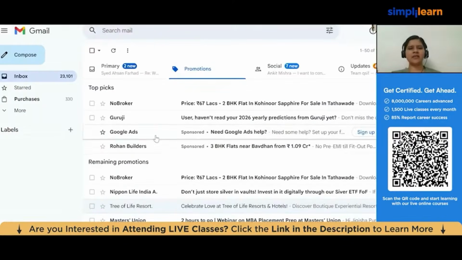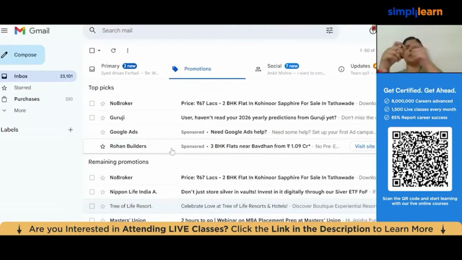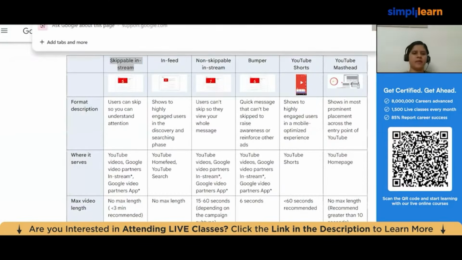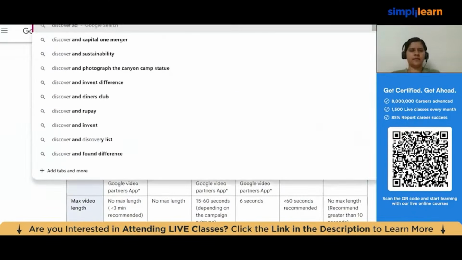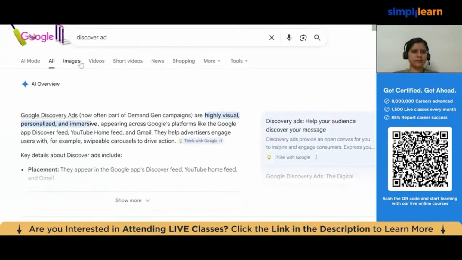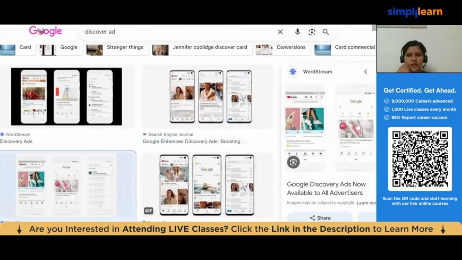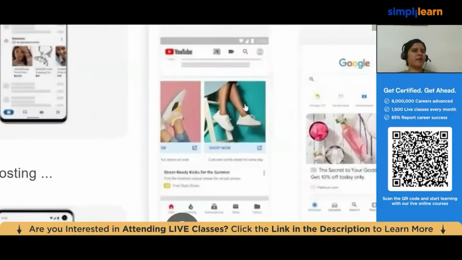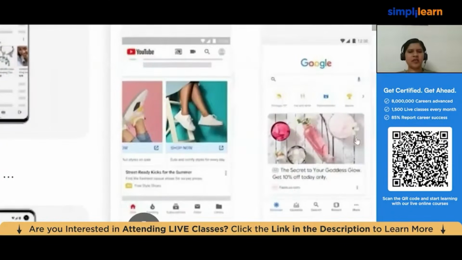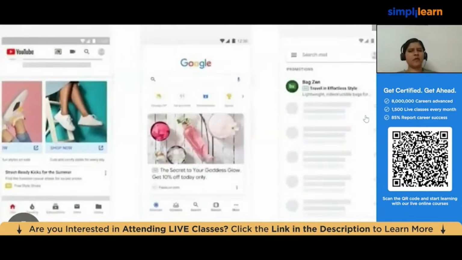Last but not least, you see this discovery ad on your Google. If you open Google on your phone, you see that discover section where you see a lot of news and all, and there also you can see this discovery ad. So if I have to just show you, on YouTube it will appear as one picture or a carousel. This one is your discover section, just below your Google search bar where you see news and all. There you see this, and then you have Gmail.